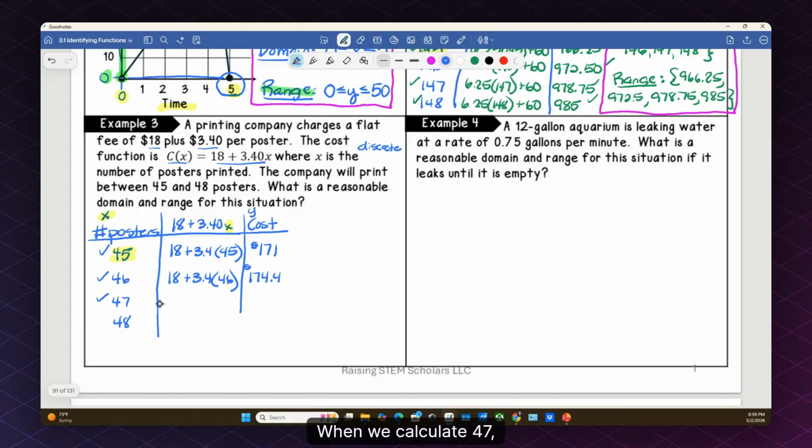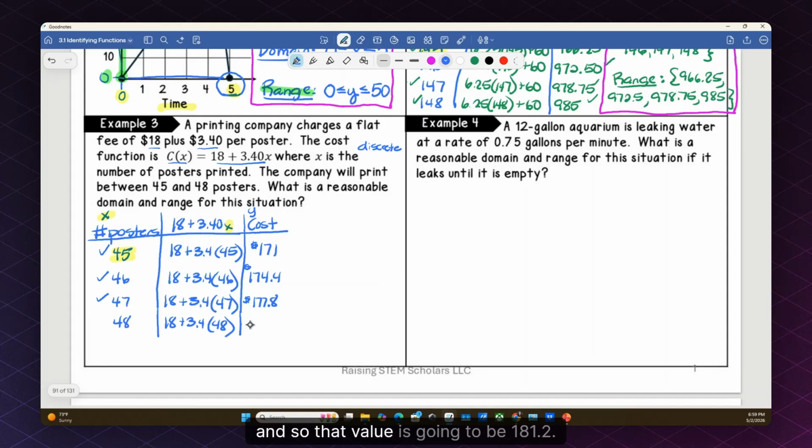When we calculate 47, we're going to drop that 47 in right here, because 47 posters times $3.40 each gives me some amount. And then when we add in the flat fee of 18, that's going to give me $177.80. And then we're going to do this for this last one, 18 plus 3.4 times 48. That value is going to be $181.20. This is my scratch work. This is not my final answer.